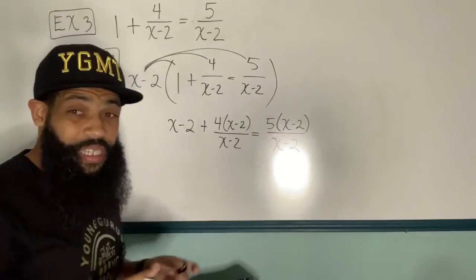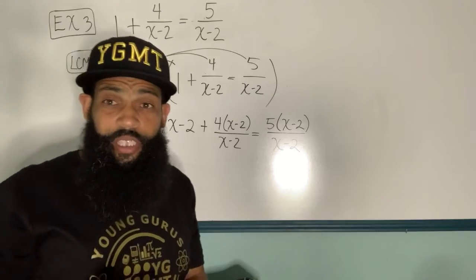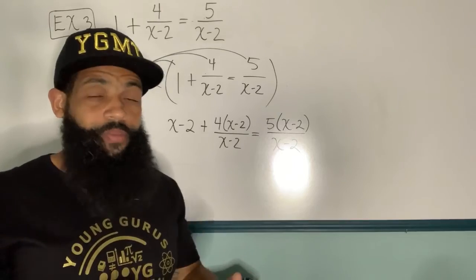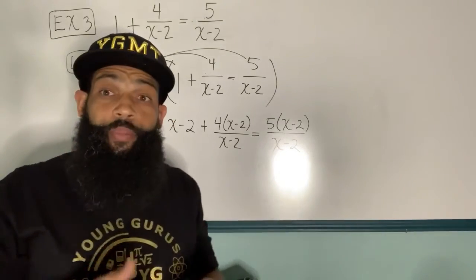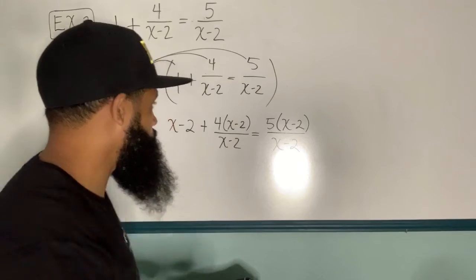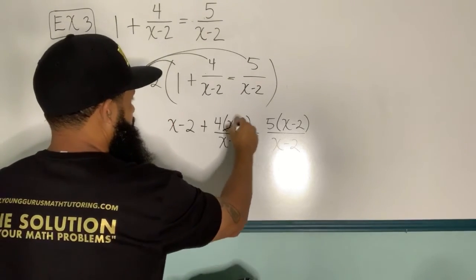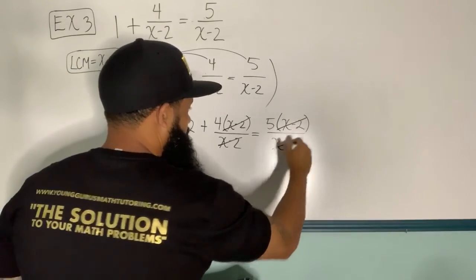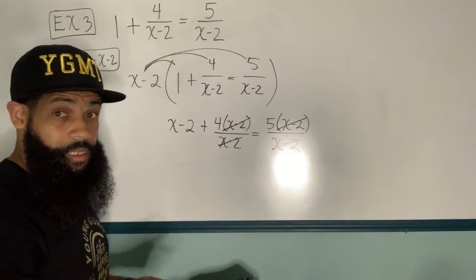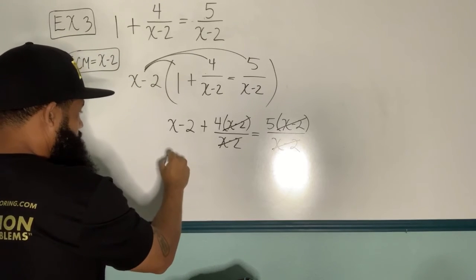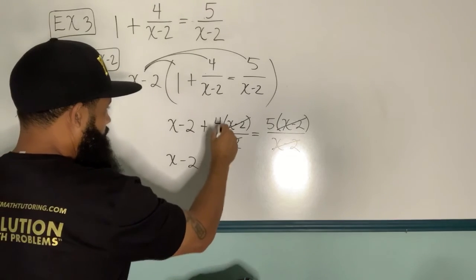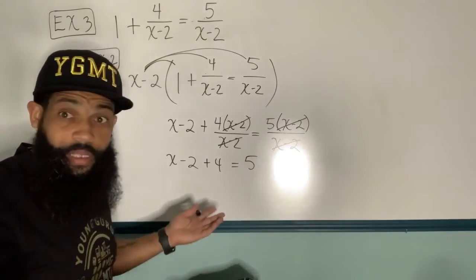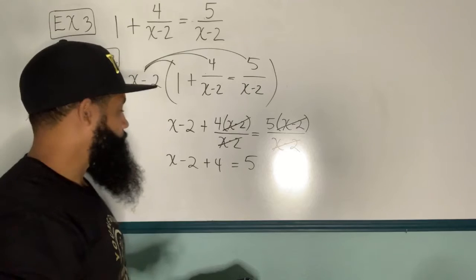Now, watch this. We can cancel some things because remember, whenever you have the same term in the numerator and the denominator, it cancels out, because any number divided by itself equals 1. So boom, x minus 2 over x minus 2 is 1. Same thing here, x minus 2 over x minus 2 is 1. We just made this equation much simpler. We keep this x minus 2 here. Now we're just left with 4, and then here we're just left with 5. That looks much simpler, doesn't it? Now we just solve for x.